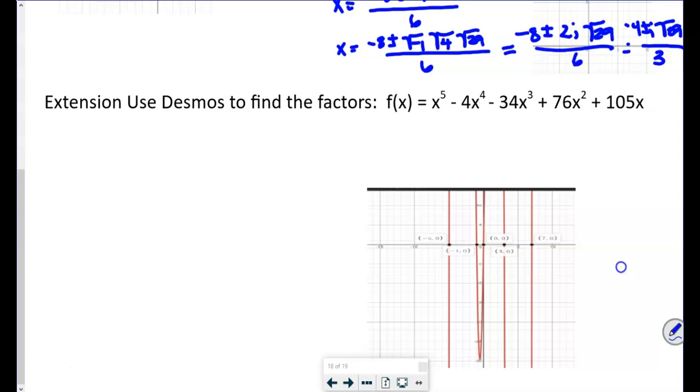So this first one right here would be x plus 5, right? This next one would be x plus 1. The next one would be x, because it's x equals 0. Where's that next one? I'm trying to see. X minus 3. Yep, so that's going to be x minus 3. Remember, they're always going to be opposite when we write them as factors, and this is going to be x minus 7. So that's what our factors are if we were to pull them from this graph.